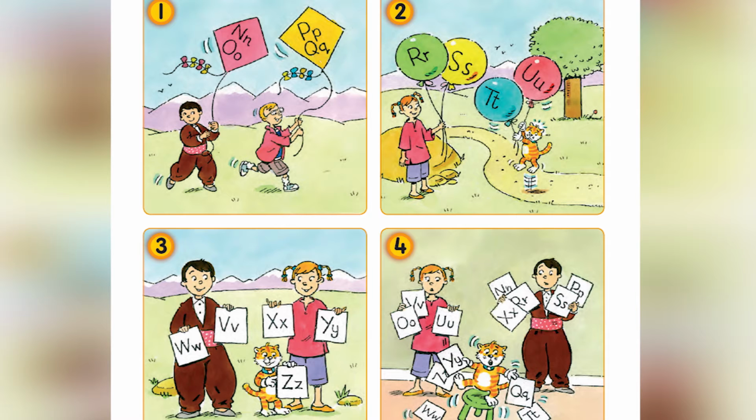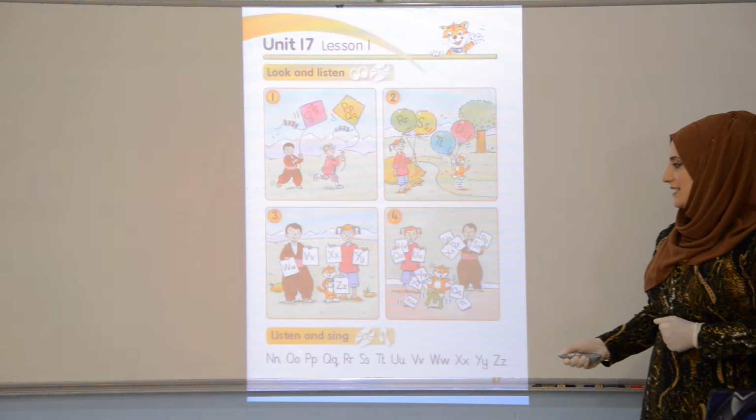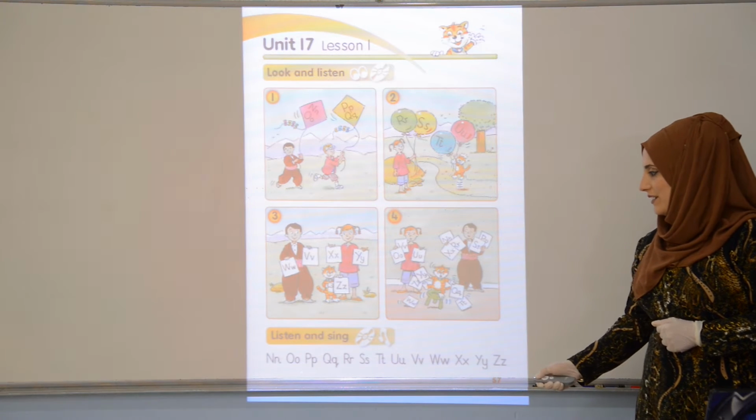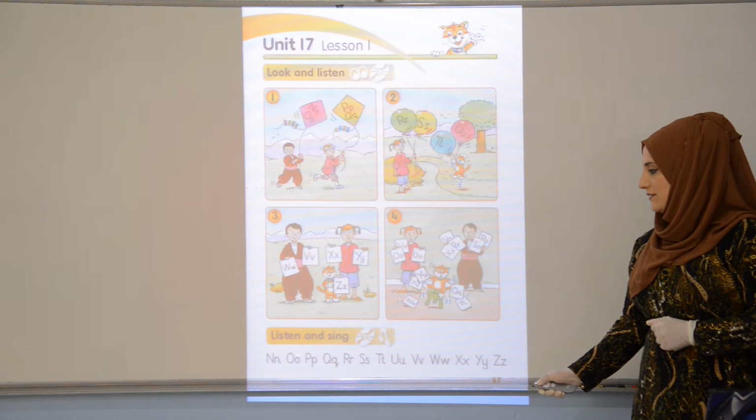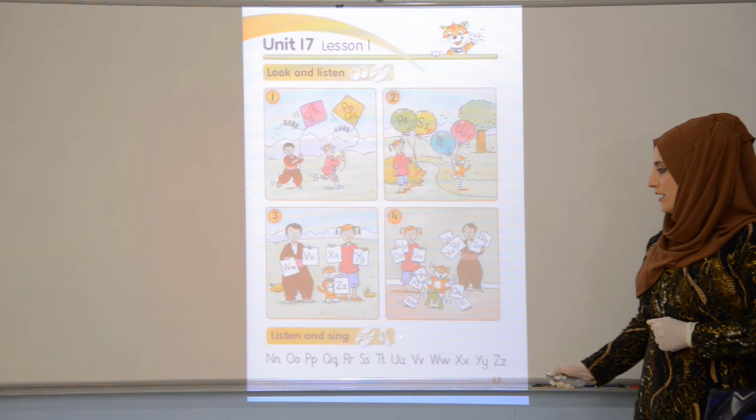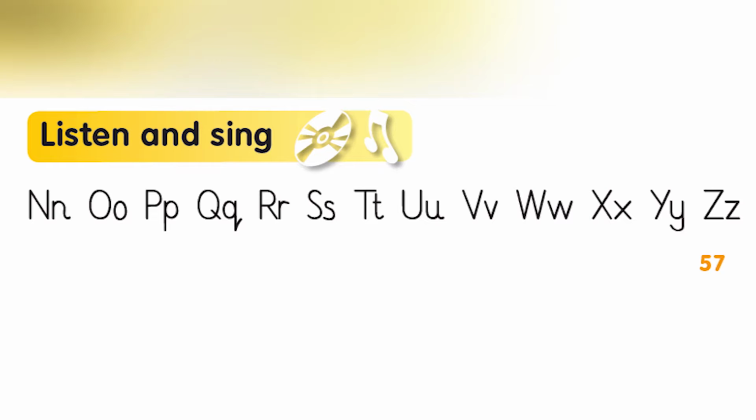Picture 3, look at Karen and Laura. They say the alphabet and the word. And picture 4, we have all of the letters and the sounds. But what happened to Kitty? Kitty will be falling down. Okay, students, now we have listen and sing. We have the letters. Students, in this unit, we are from N till Z. Okay, students, now listen to the CDs. Students' Book, Unit 17, Lesson 1. Listen and sing.